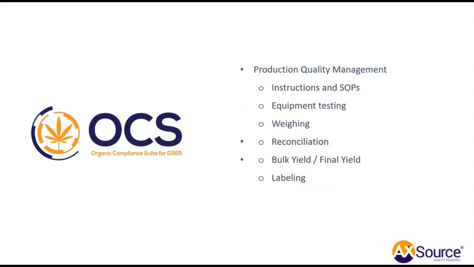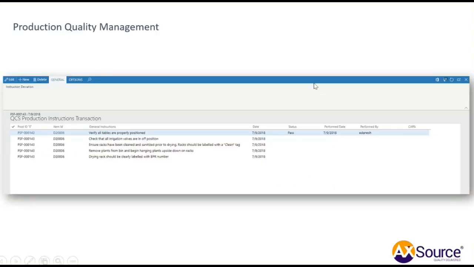Some of the examples of things we can do with our production quality management are the in-production instructions, which I'm going to show you, equipment testing, weighing, reconciliation, bulk and yield, and also labeling. So in the first one, I'm just going to show you how we can take care of production instructions. This is an example for production where we're moving plants from one room to another room, which happens a lot.